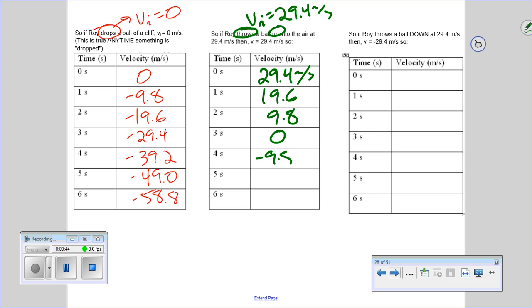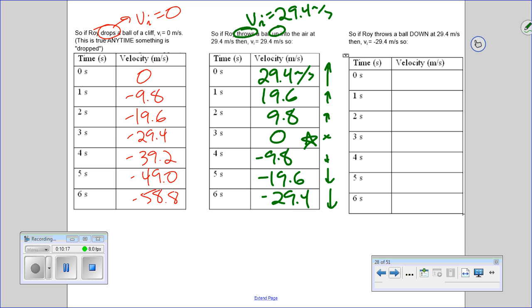negative 9.8. Why is it negative now? Well, remember, those signs indicate direction. So for us, negative velocity means downward velocity. It's coming down now. So why was it 0 here? Well, here it's moving up quickly, up slower, stops moving up. Now it's coming down. Now it's coming down faster. And now it's coming down faster. So all I did was I just kept subtracting 9.8.